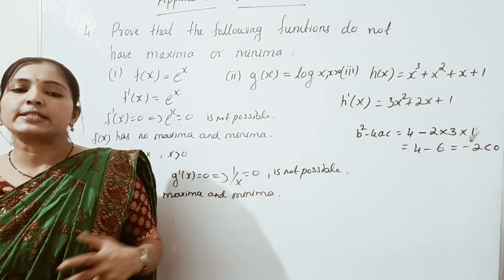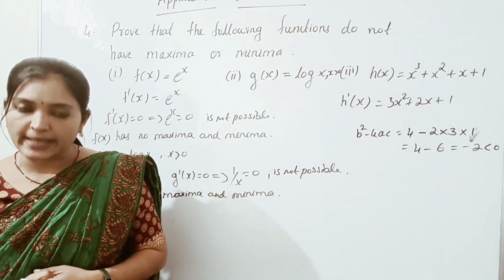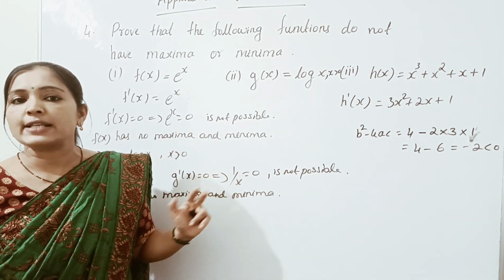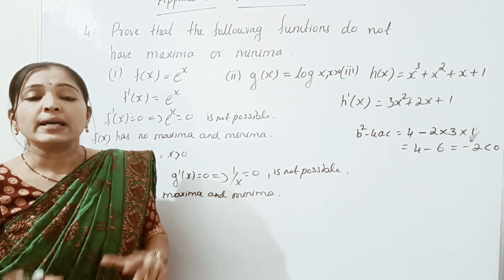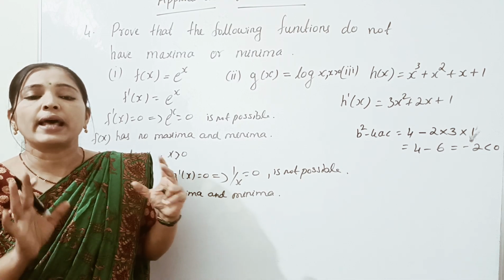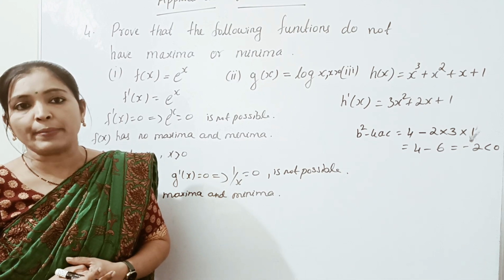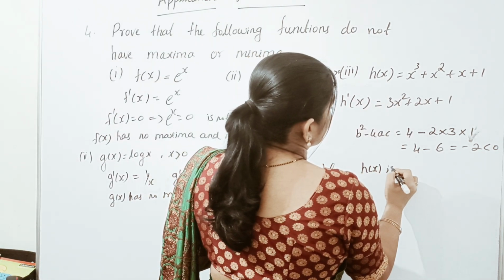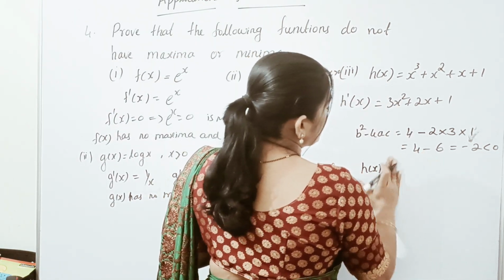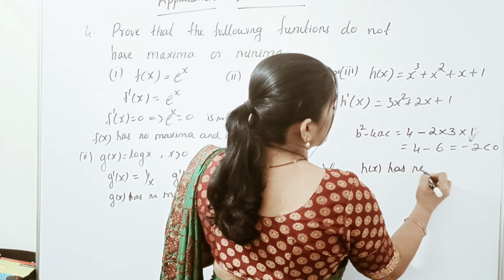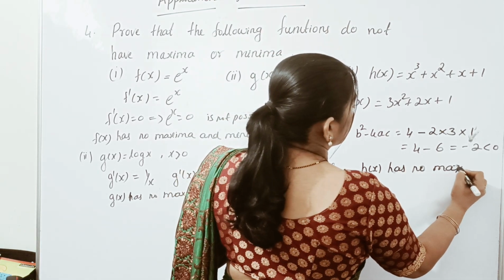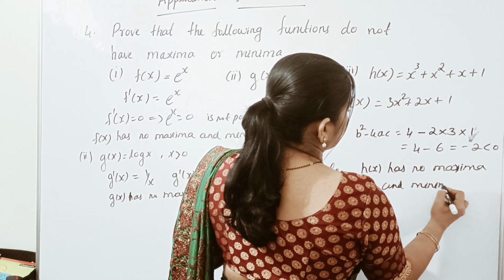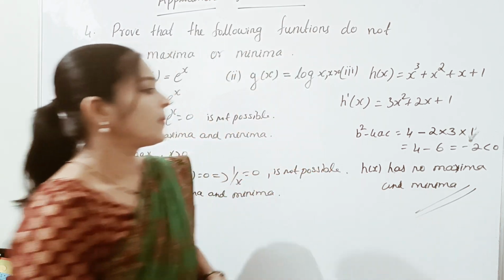Here we have got the discriminant of this quadratic equation less than 0. That means this quadratic equation has no real roots. That means the values of x are not real numbers. Therefore, this function h of x also has no maxima and minima. That's all.